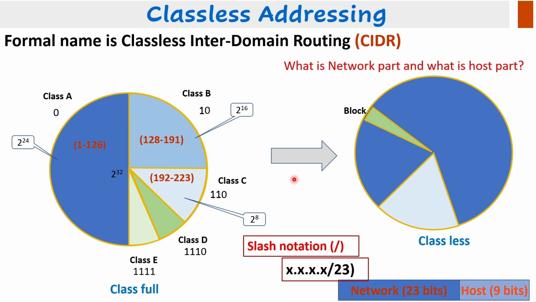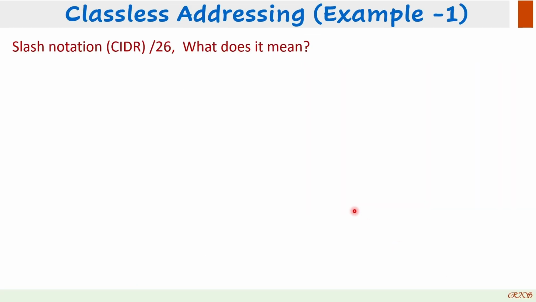But now with classless addressing, we can have any size after the slash. That means the size of the network could be any number of bits, not fixed like 8, 16, or 24. It could be 23, it could be 6, it could be 15, any number in between. So when we say 23, the network part is 23 bits and the host part is 9 bits, altogether 32 bits.